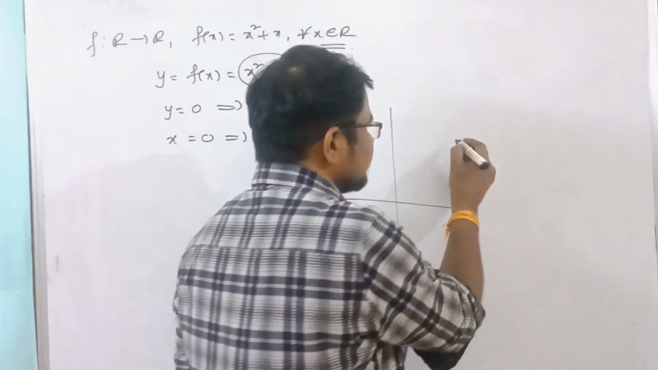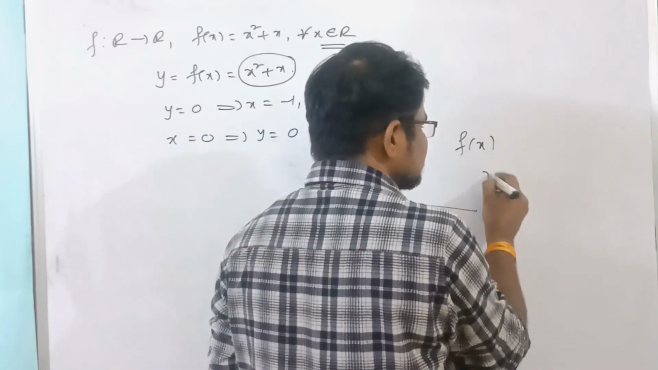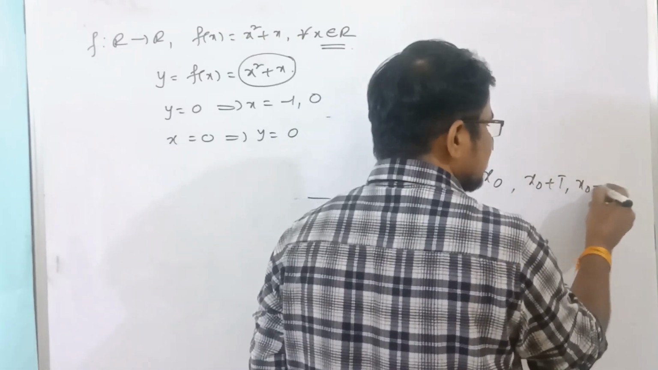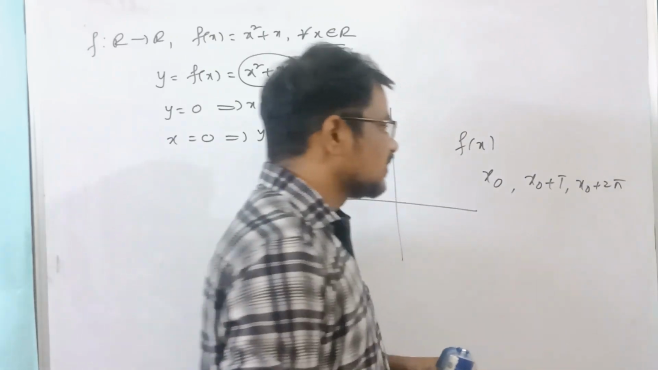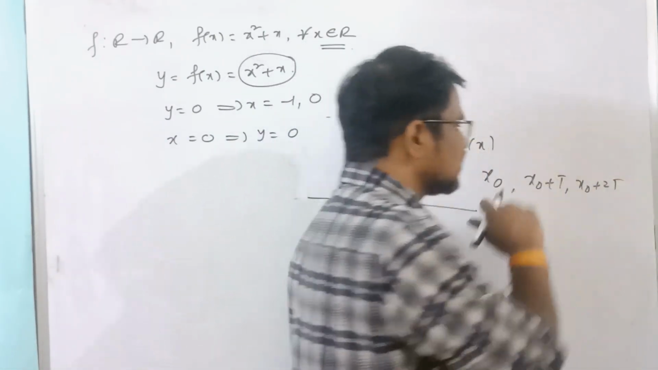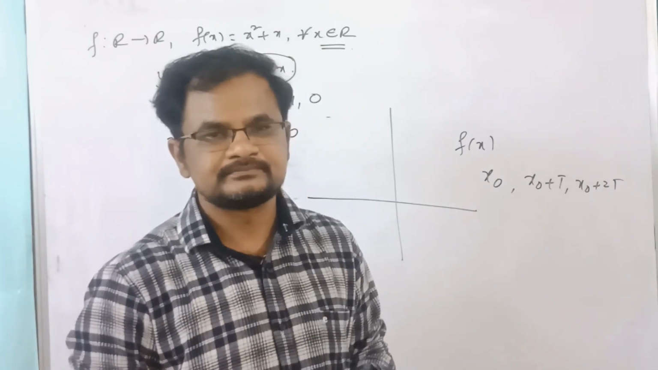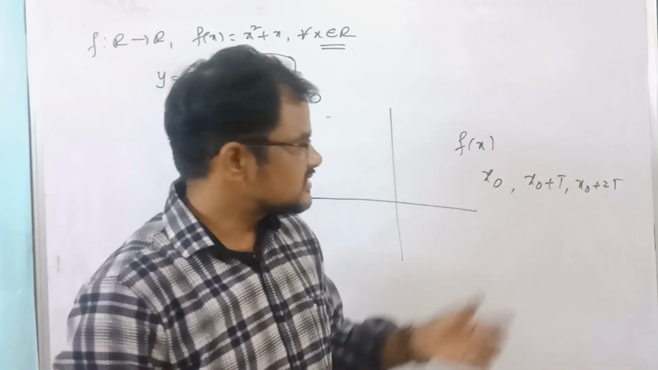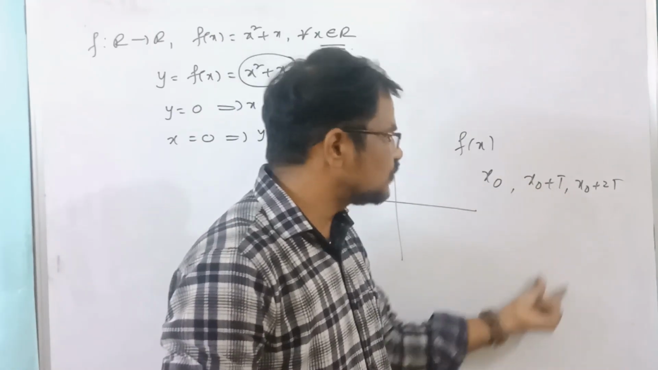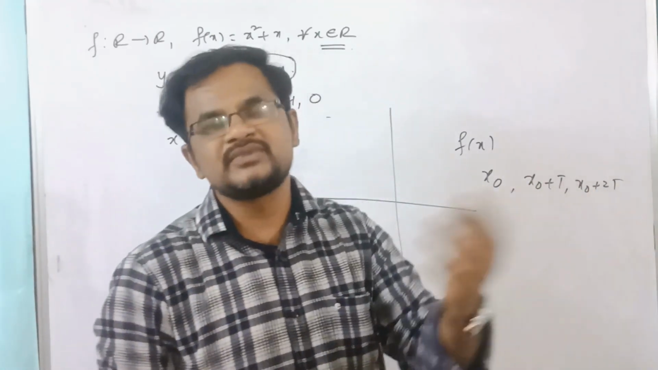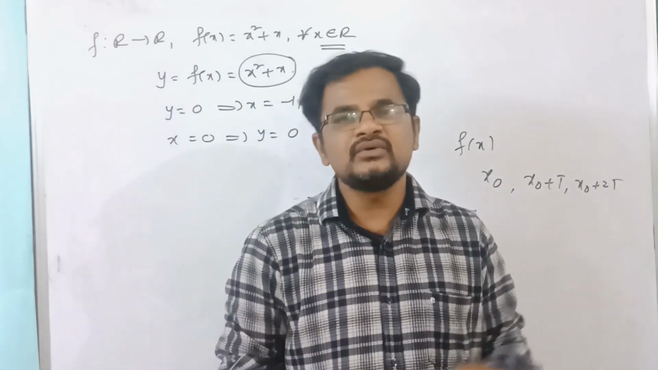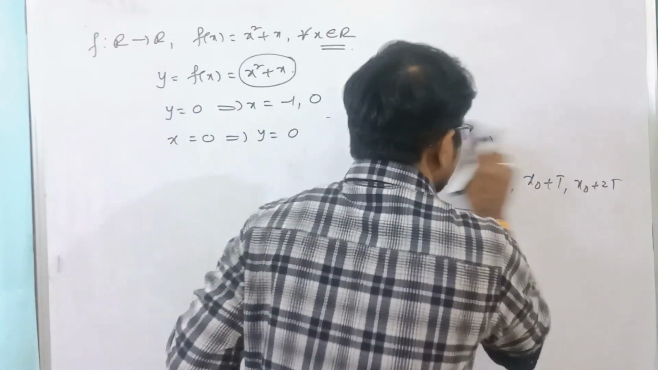Because for f of x, suppose you take x naught, x naught plus t, x naught plus 2t, where t is the period of that given function. So here also the output, here also the output, and here also the output, you will get the same thing. So that's why every periodic function is a many to 1 function only. Okay, now.